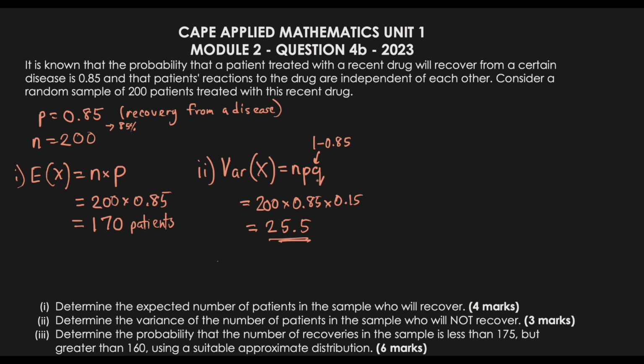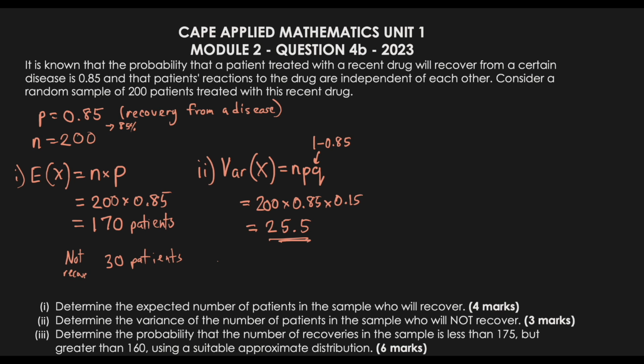Now if you wanted to take it literally, the variance is basically the expectance multiplied by whatever the Q is. So let's say, what would have been the expected value for the people who will not recover? If we expect 170 people to recover, we expect that the people who will not recover would be 30 patients. How did I get 30 patients? I just subtract 170 from 200.